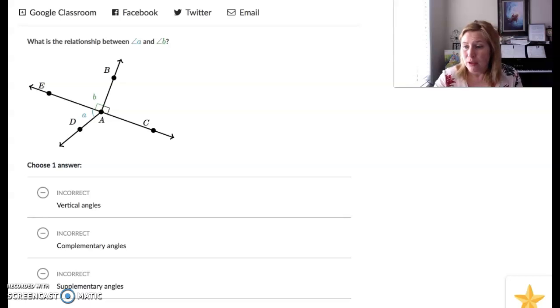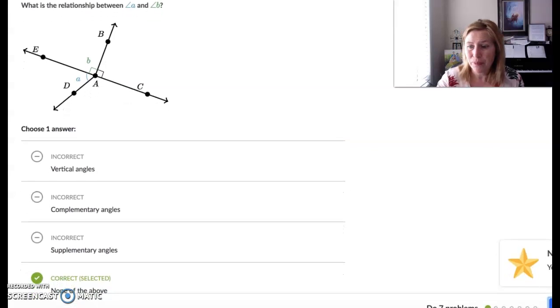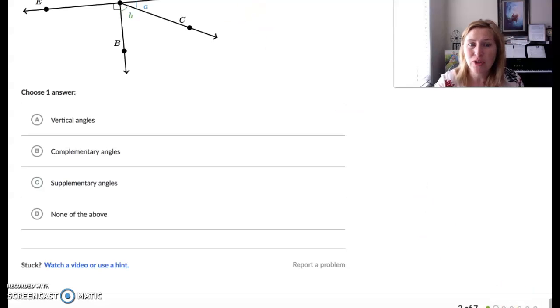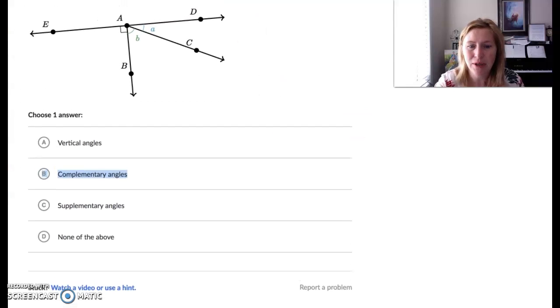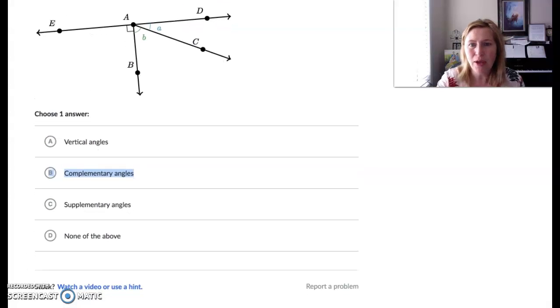Okay, so let's pull this down a little bit so you can see better. All right, so let's look at the next question. The next question, let me see if I can make this screen any bigger. It doesn't want to be big enough to see both the question and the answer. Okay, well, here's the question. It says right here, what is the relationship between this angle A and this angle B?